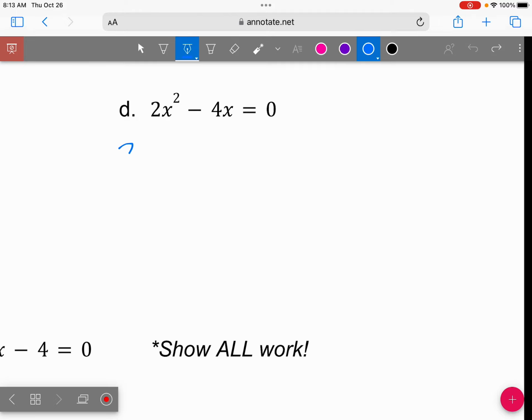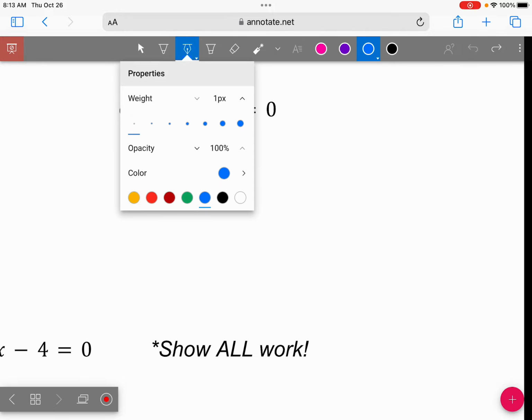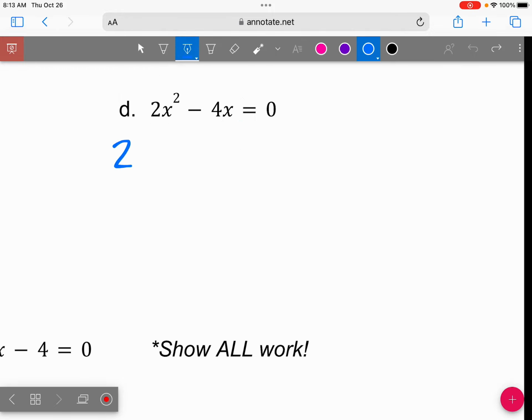2 and X. All right, I'm going to make that pen a little bit chunkier. It's a little too thin. So 2 and X. If I factor out a 2X, what's left over? X and 2.